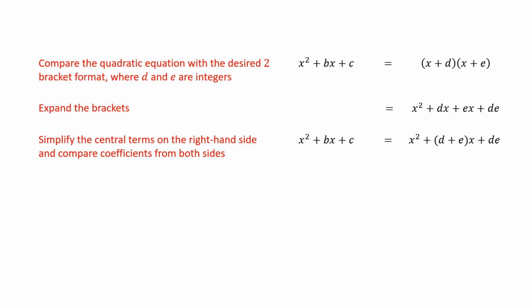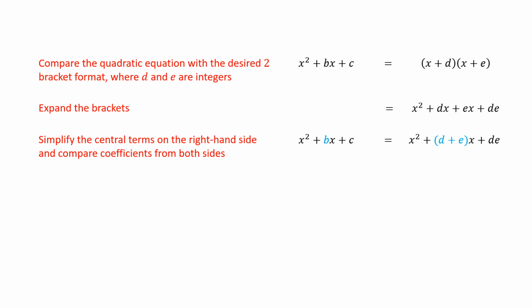So we've got an x squared and we've got a d times e, and in the middle we've got dx plus ex. So these are both x terms. So what we can do is simplify this and say dx plus ex is the same as d plus e times x. What we do now, if we compare this to the original quadratic equation on the left-hand side, which is x squared plus bx plus c, we can compare the different terms.